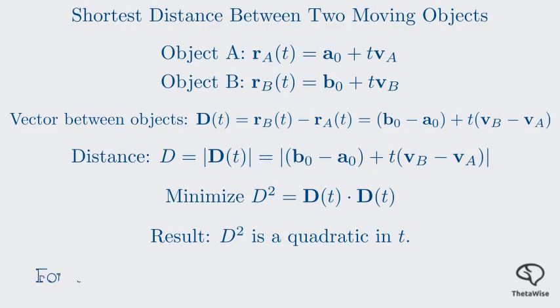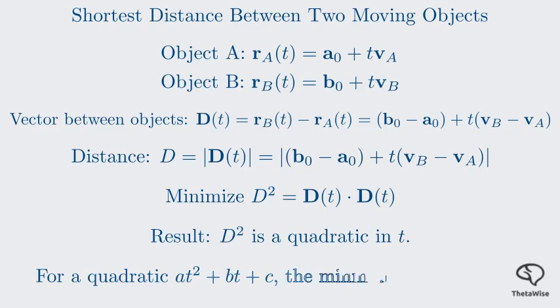The minimum of a quadratic function, a t squared plus bt plus c, occurs at t equals negative b over 2a. This formula will give us the time at which the objects are closest. Then we plug that time back into our distance equation to get the shortest distance. Let's work through an example. This one is from your textbook.